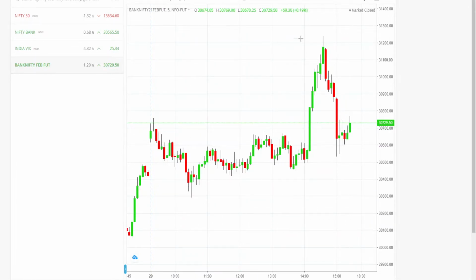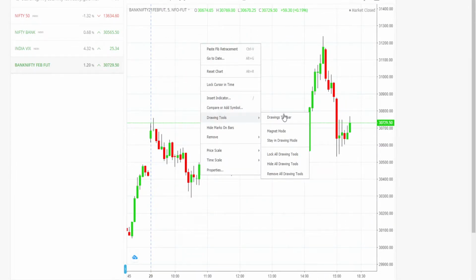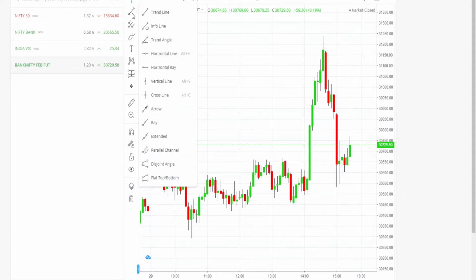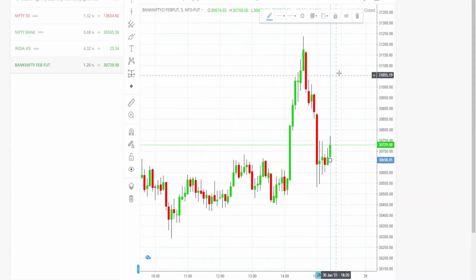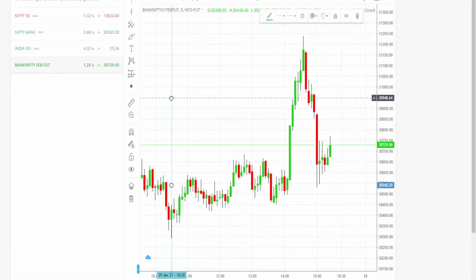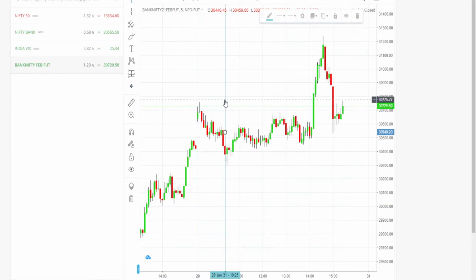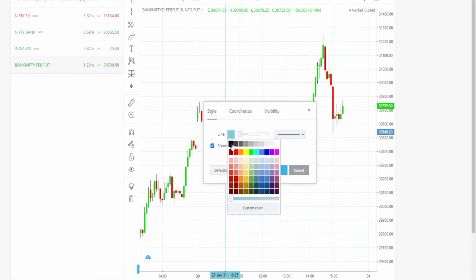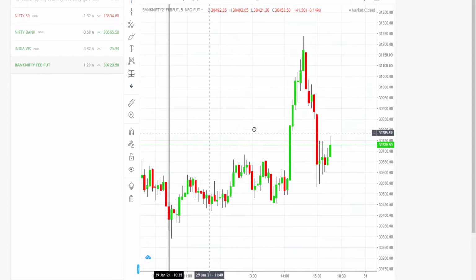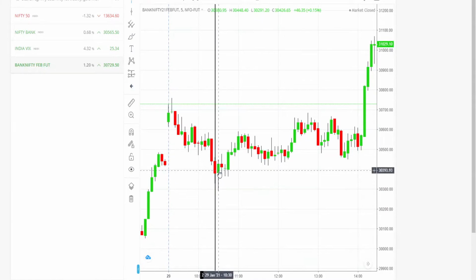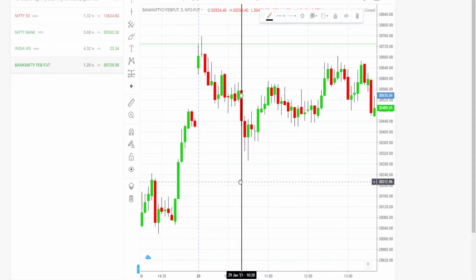So this is the 10:30 candle. Let me take just 10:30. This means the candle opens at 10:30. So this is the 10:30 candle. Let me move this side.